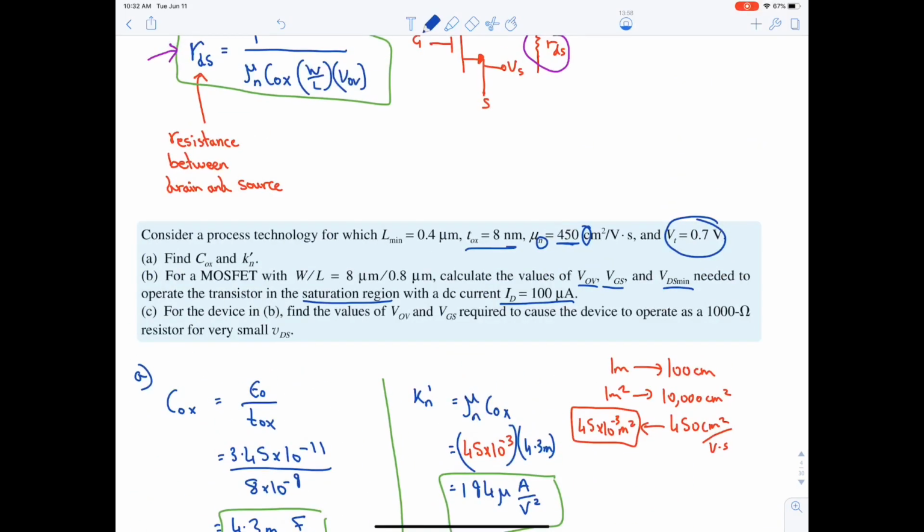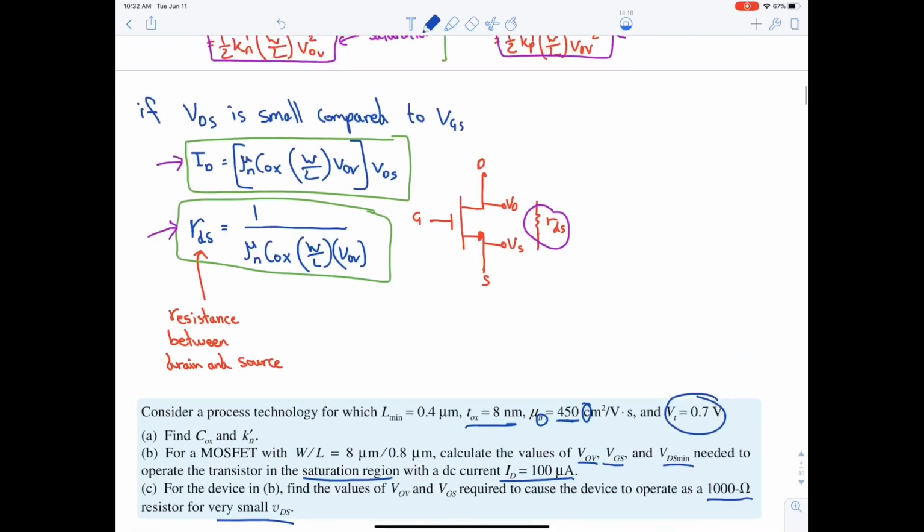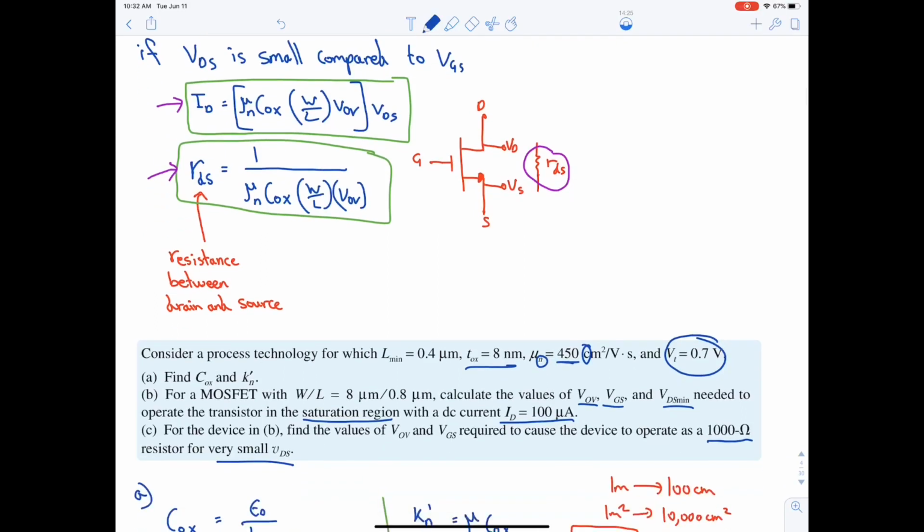The third part. For this device, find the values of VOV, VGS required to cause the device to operate as a 1000 ohm resistor for a very small VDS. And there's a resistance. So which equation are we going to use? Which mode? This mode, right? Because this is the only one that has resistance RDS and says small. VDS is small compared to VGS.